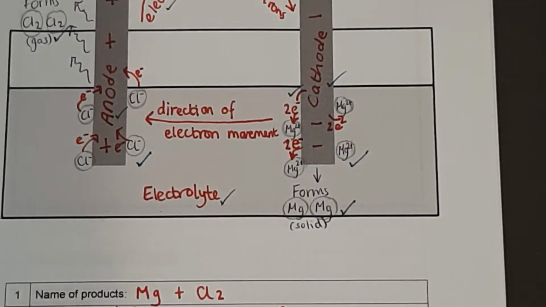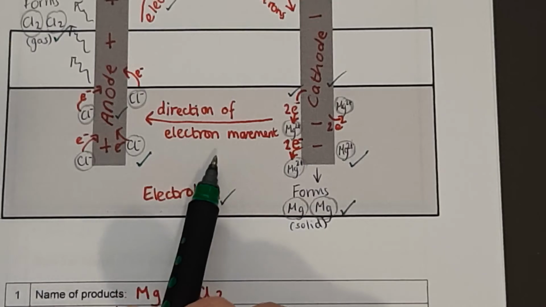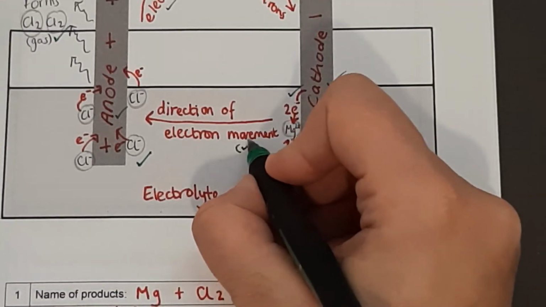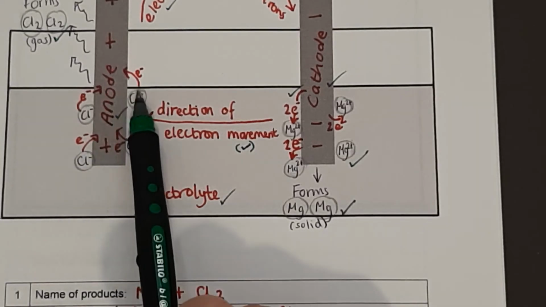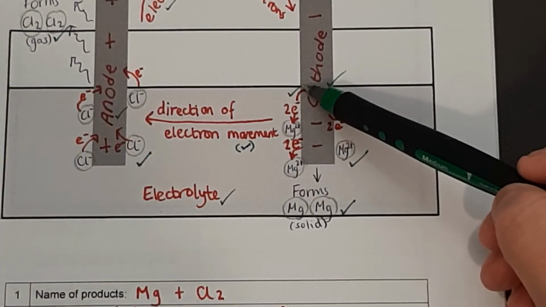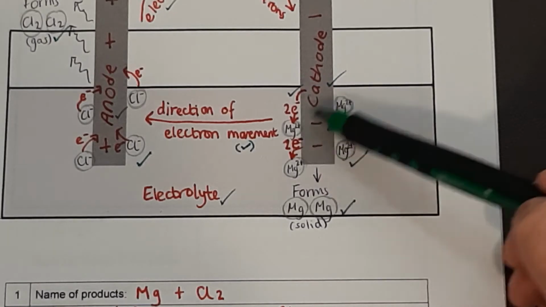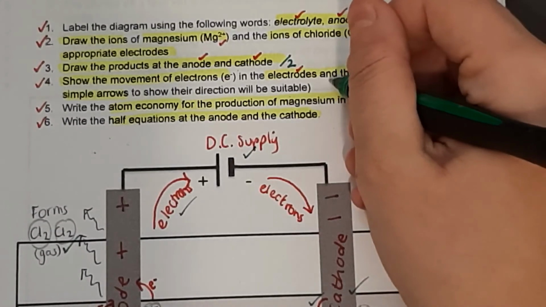Alternately, it would be fine if you put the direction of electron movement in the electrolyte as well. That's another way to earn that second mark, because it's a bit complex doing that way. But make sure you do show somewhere on your diagram an electron coming from a chloride ion into the anode, and 2 electrons coming from the cathode into a magnesium ion. Okay, so 1 mark for each of those. Okay, so that's out of 2 again.